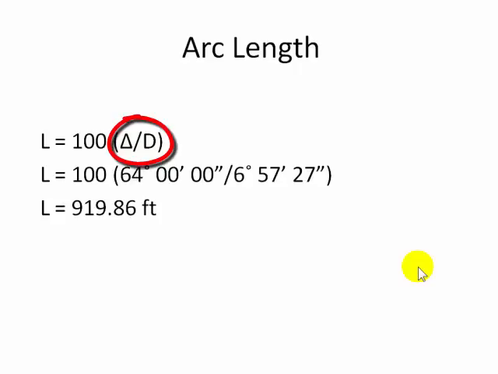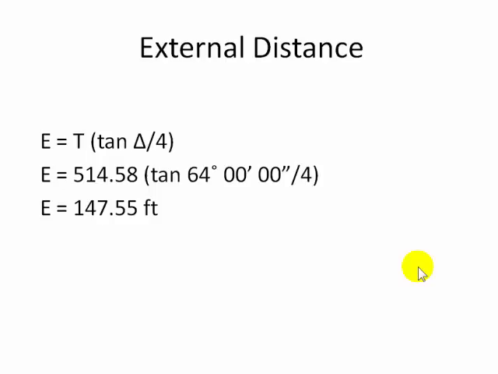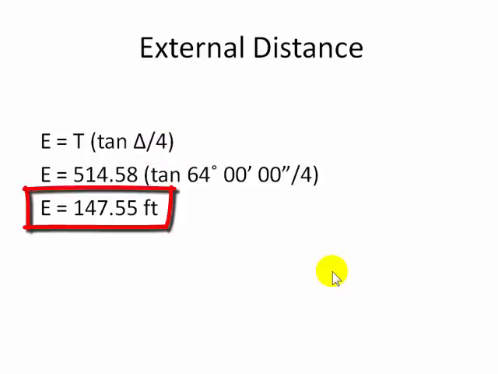The arc length is related to not only the delta angle, but the degree of curvature. And those two angles, the delta and the degree of curvature, were our two inputs for this curve. And that gives us a total arc length of 919.86 feet. The external distance depends on the tangent distance and the delta angle. Here you can see we have plugged them in to give us an E distance of 147.55 feet.